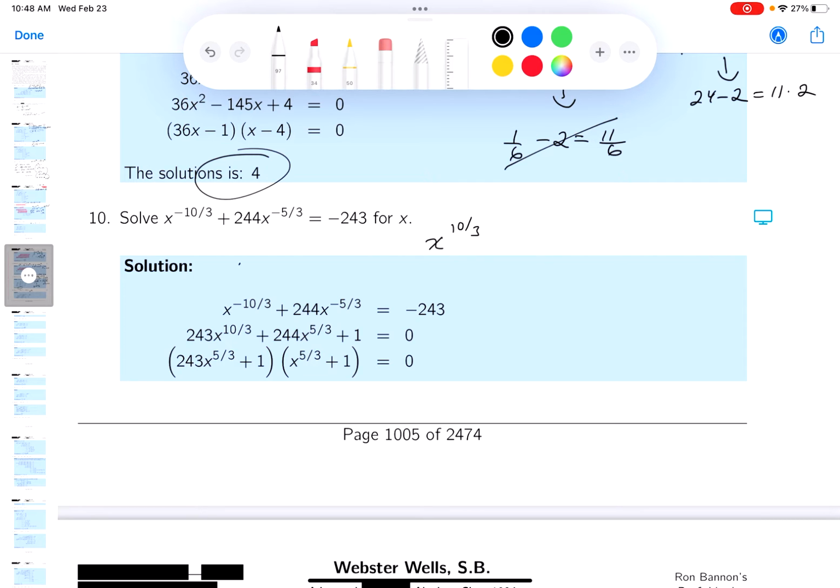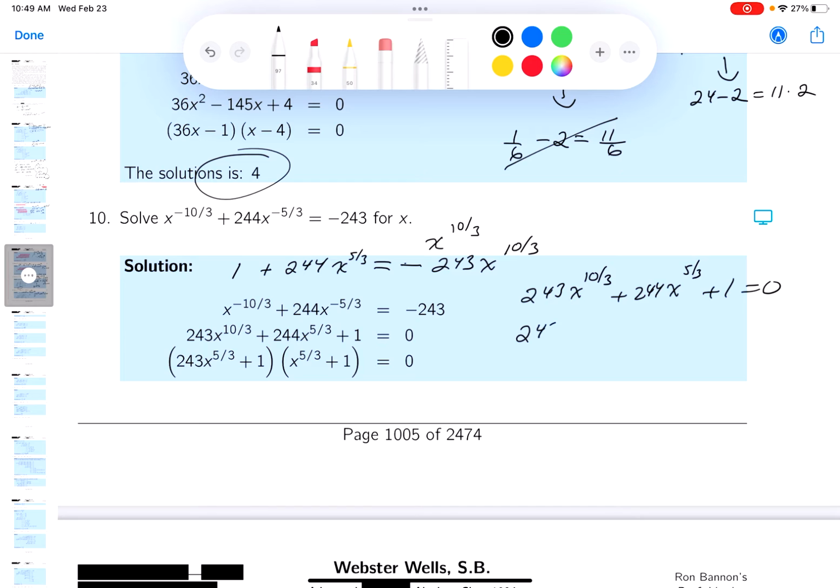You would get 1 plus 244 x to the 5/3 minus, whoops, I'm sorry, I didn't mean to say that, it's equal to 243 x to the 10/3. So I'm going to rewrite it so it equals 0: 243 x to the 10/3 plus 244 x to the 5/3 plus 1 equals 0. And this looks relatively simple to factor.